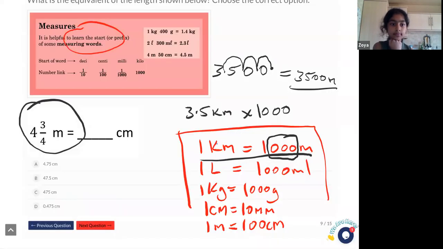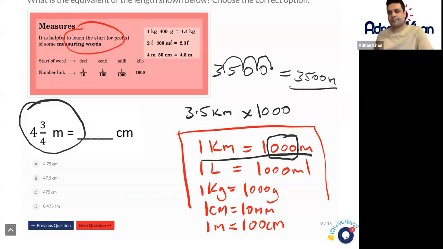Okay, let's go on to the next question. In this case, we're converting centimeters. Hello, Sabi. Hi there. How you doing? Good. Very good. Would you like to have a go at this one? Okay.